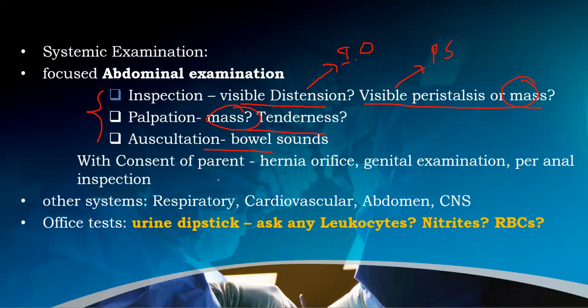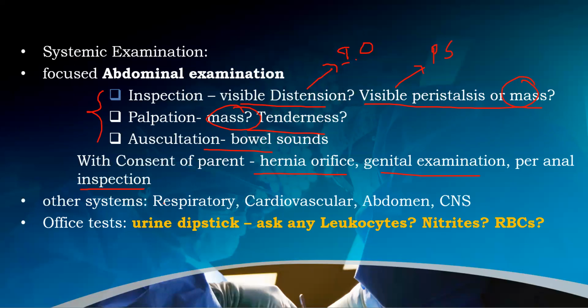With the consent of the parent, I would like to check the hernia orifice, do a genital examination, and per-anal inspection. So the hernia orifice is very important, and always remember that you have to take consent from the parent that you are going to check the genital area. In that area, you are mainly looking at the hernial orifice for any possibility of an obstructed or incarcerated hernia, and genital examination especially to rule out any possible testicular torsion, and per-anal inspection.